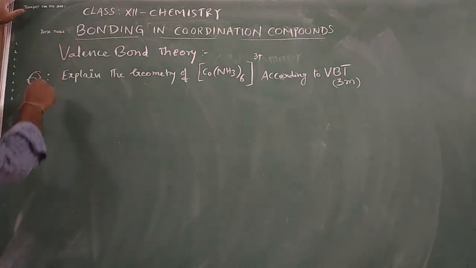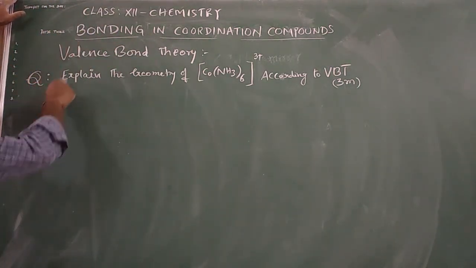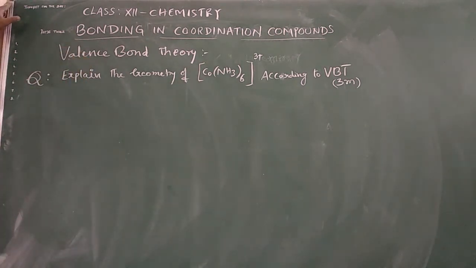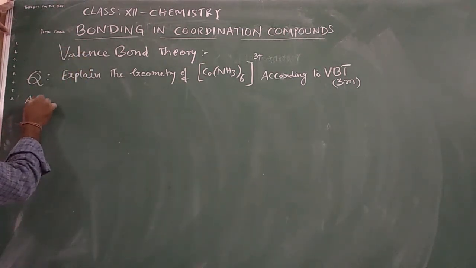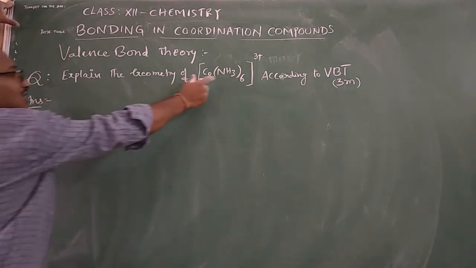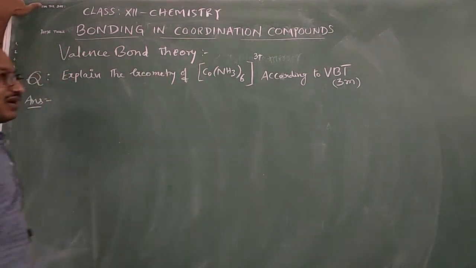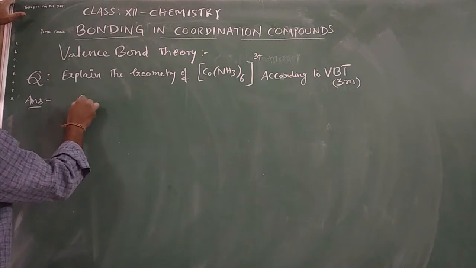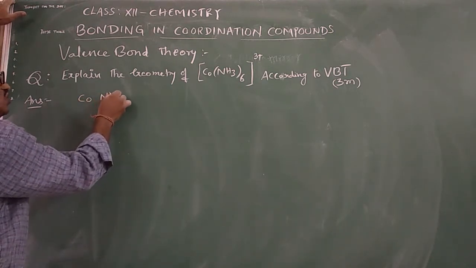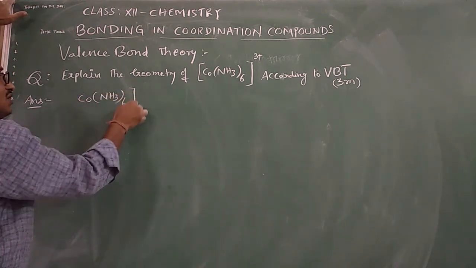Okay. Now, while explaining the answer for this question, I am explaining the valency bond theory. Now this geometry we require, right? So which molecule? [Co(NH3)6]3+.